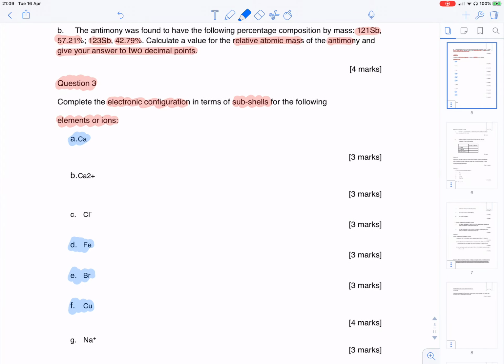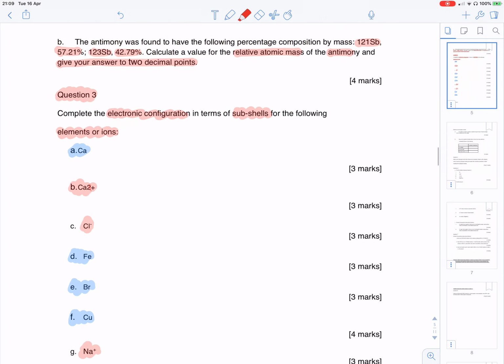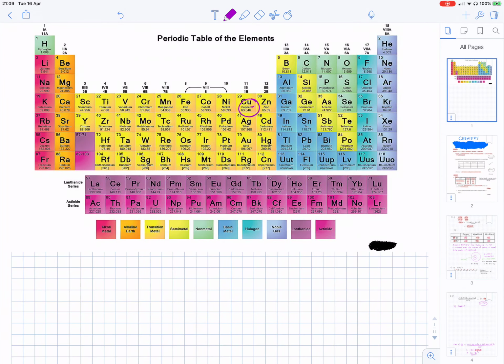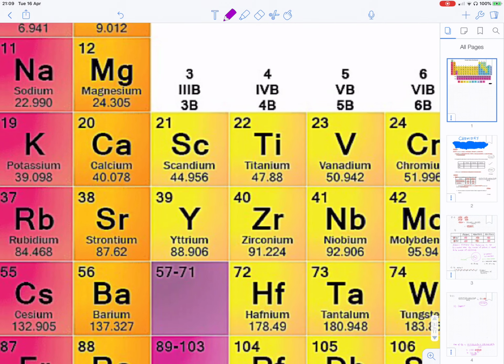Okay. What about the ions? The ions are calcium 2 plus, chlorine minus, sodium plus, and silicon 4 plus. This is significant because it's going to determine just how many electrons are in the subshells of these elements or ions. Okay, so let's start off with calcium. If you go to the periodic table, calcium is right here, and calcium has 20 electrons.